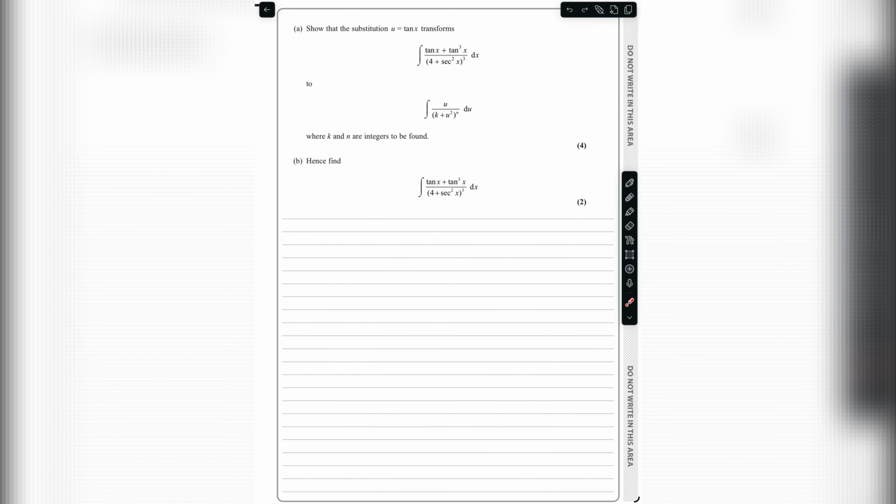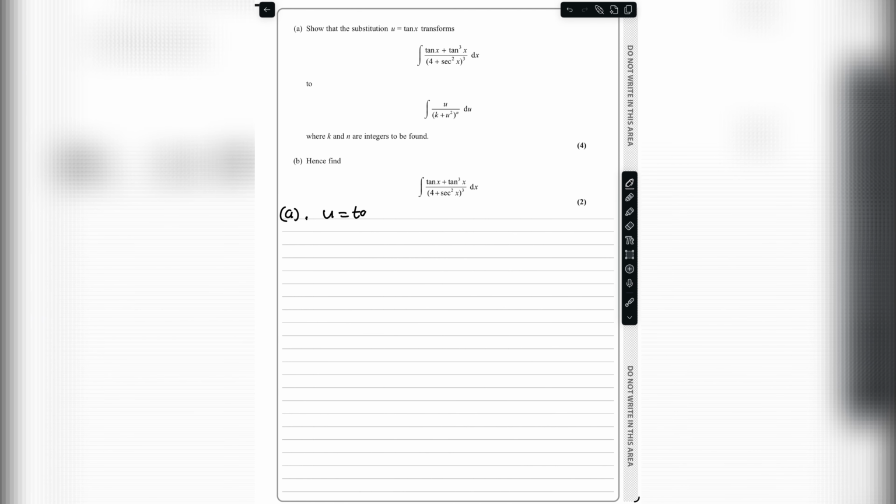In the next question, we are told to show that the substitution u equals tan x transforms this integral to the integral of u divided by k plus u squared to the power of n du, where k and n are integers to be found.